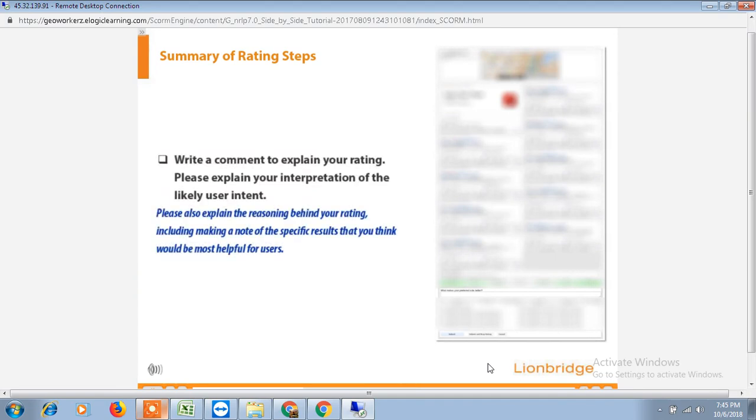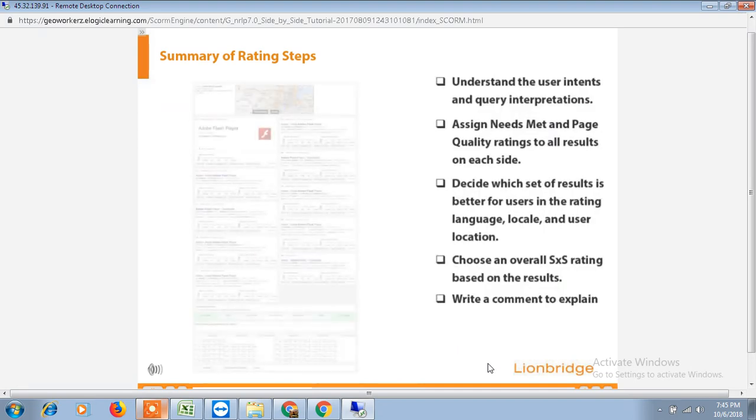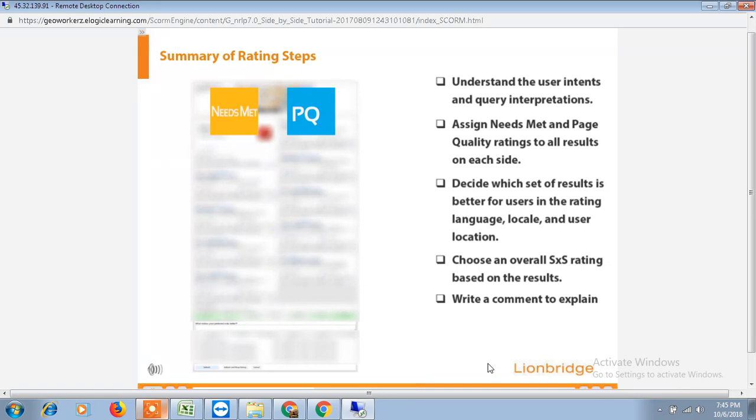Write a comment to explain your rating. Please explain your interpretation of the likely user intent. Please also explain the reasoning behind your rating, including making a note of the specific results that you think would be most helpful for users. Your rating quality for these tasks is evaluated on your needs-met ratings, page quality ratings, overall side-by-side rating, and the reasoning behind your ratings as explained in your comments.